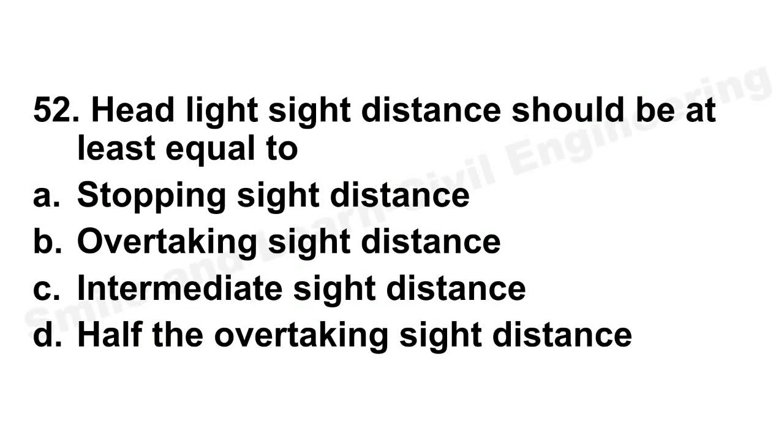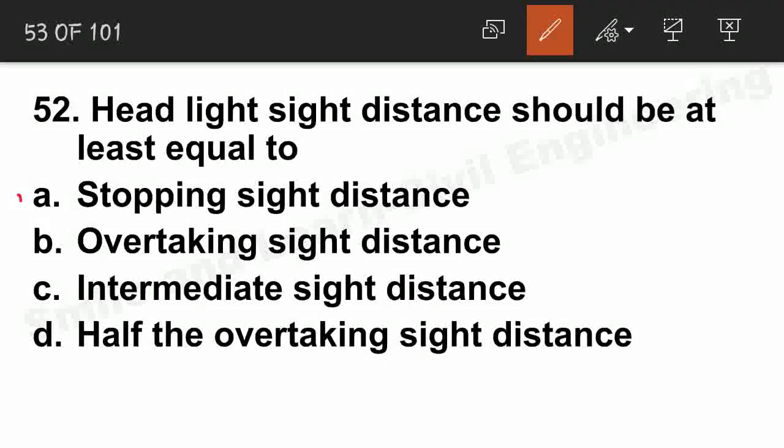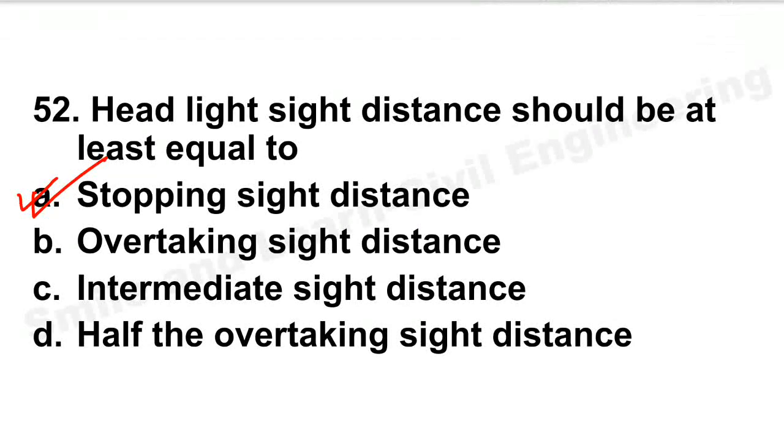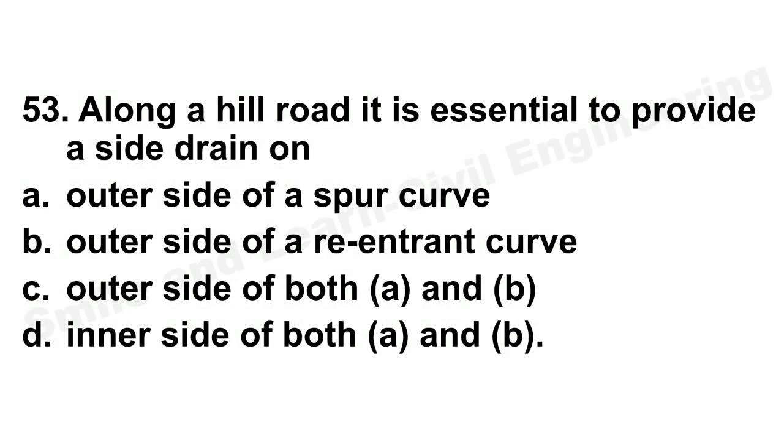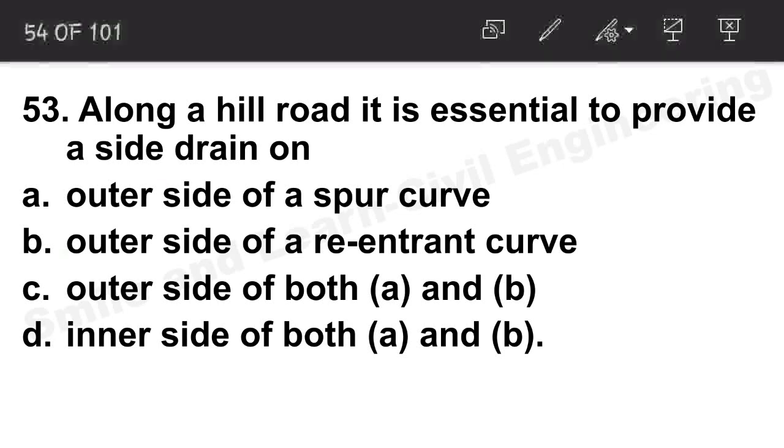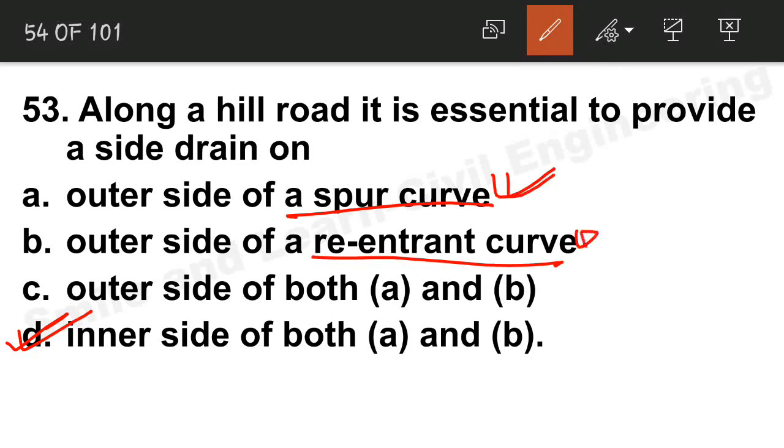Next question, headlight sight distance should be at least equal to. Very important question. Headlight sight distance should be at least equal to the stopping sight distance. Next question, along a hill road it is essential to provide a side drain on. So where will we provide the side drain along a hill road? Correct answer is option D, inner side of both spur curve and re-entrant curve. Both spur curve and re-entrant curves, inner side we will provide the side drain.